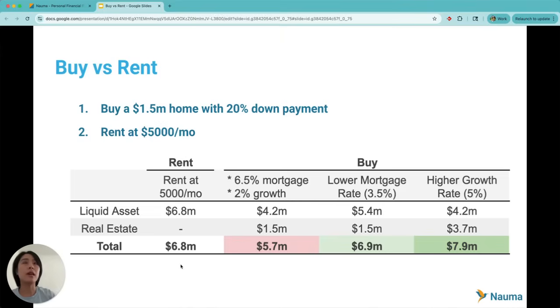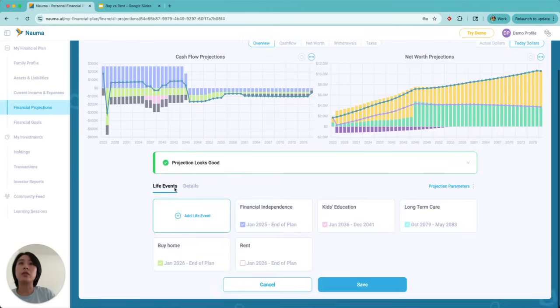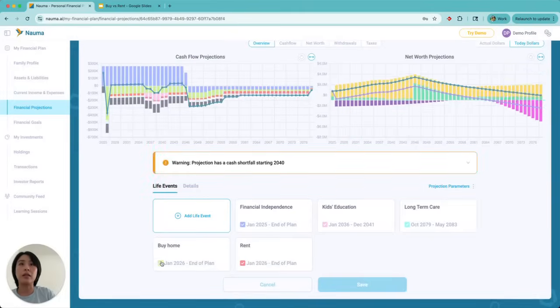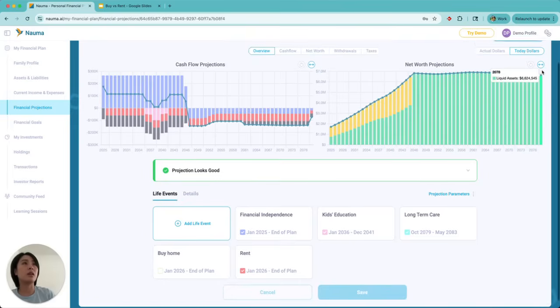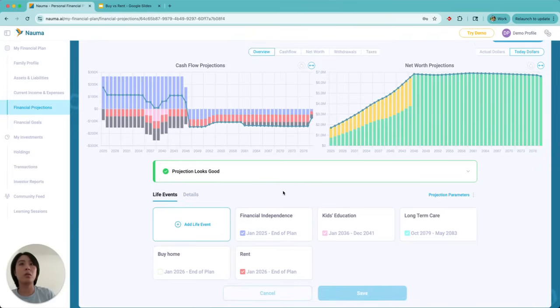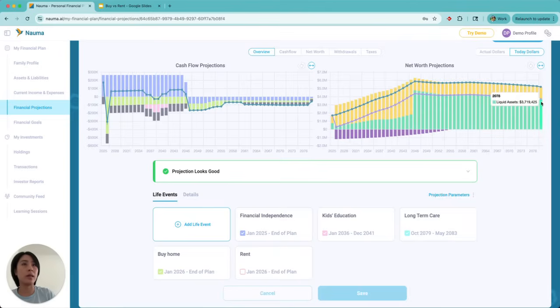There's one more thing I want to show, which is about liquidity constraint. Let's go back to our scenario. So let's say cancel all the changes we have. And then rent is still the same. You see, at the end of our projection, we have something like $6 million. So they are actually quite well off. Or if I buy, I also have some liquid asset.